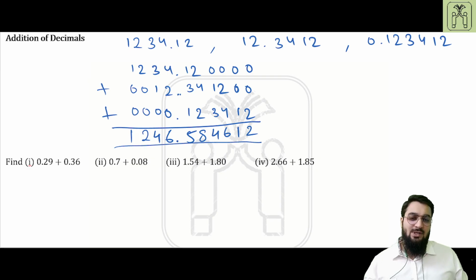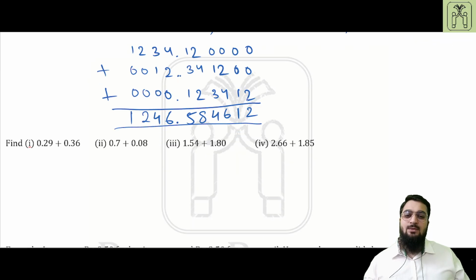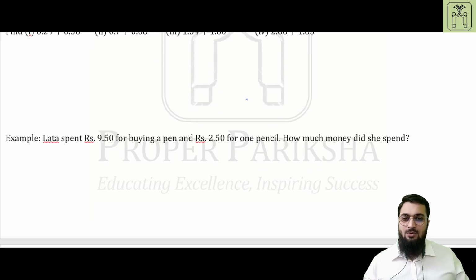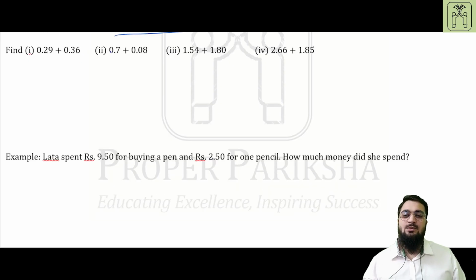It is as simple as that. So you just need to align the decimal points in a top-down fashion, add zeros to make it look good, and then you add them up. This is the concept of addition of decimals. Coming to certain questions that will help you to understand how we add decimals much more easily. Okay, chalo. Part number one.